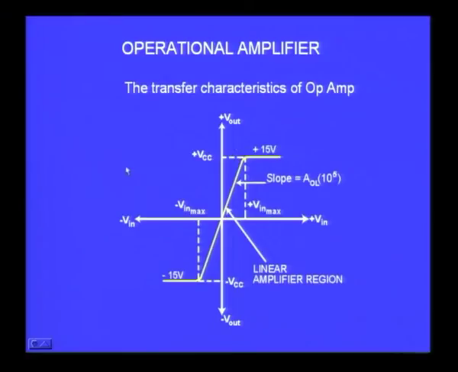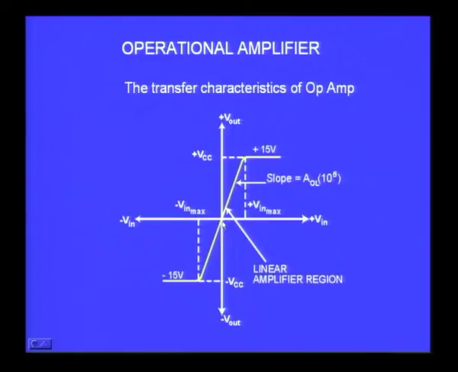Now to understand that, we should understand the transfer characteristics of an op amp. This graph that you see on the screen is a typical transfer characteristic of an op amp like a 741. What do you see here? On the x axis you have voltage input, to the right it is plus V in, to the left it is minus V in. Similarly the y coordinate corresponds to the output voltage, and above you have the plus V output, and below you have the minus V output from the origin.